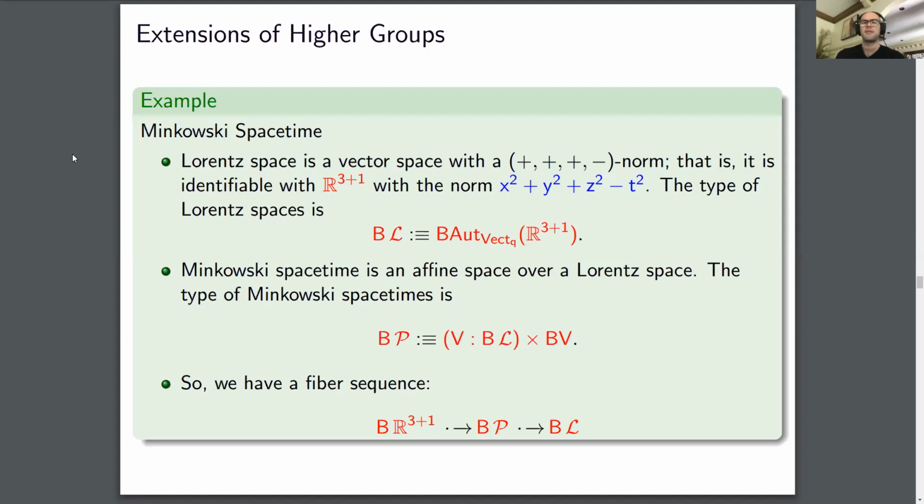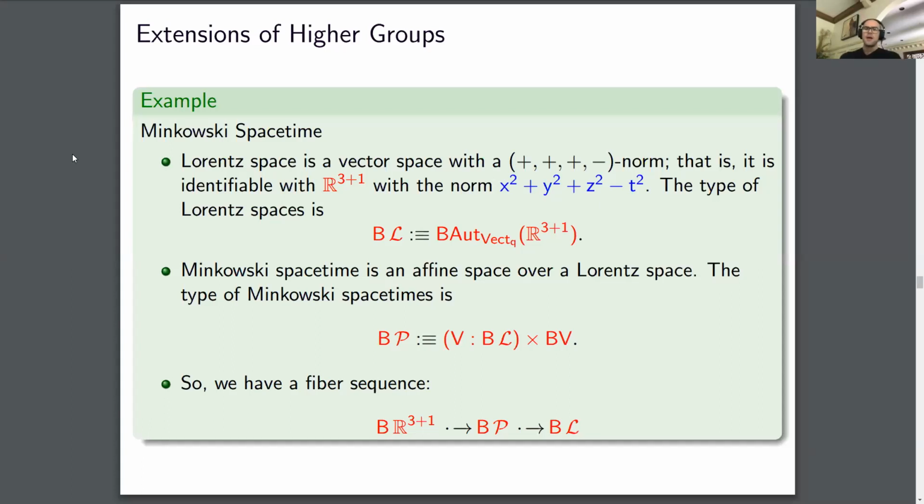Now Minkowski spacetime. A Lorentz space has a base point, but Minkowski spacetime is not supposed to have an origin point. So what it is is an affine space over a Lorentz space. Every Lorentz space is in particular an abelian group. It's a vector space, so it's a particular abelian group, and the type of affine spaces over a Lorentz space V is in fact a delooping of V as an abelian group. I've written it here as BV.